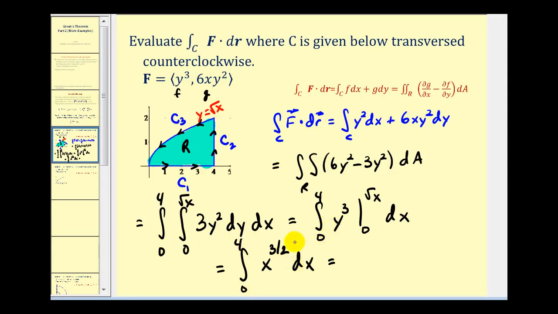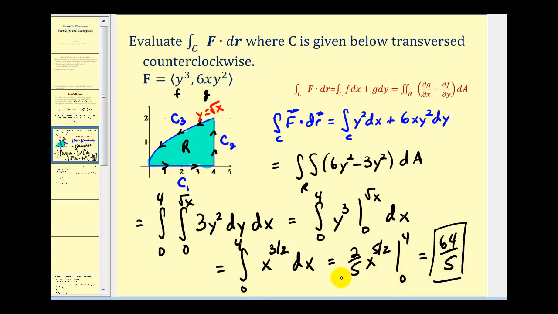Integrating with respect to x, we'll have 2/5 x to the 5/2. Well, when x is 4, we'll have the square root of 4 raised to the 5th power. It's going to be 2 to the 5th, or 32. And 32 times 2/5 would be 64/5. And of course, when x is 0, we'd have 0. So this is the value of our double integral, which is the same as the value of the line integral, with the curve consisting of curve 1, curve 2, and curve 3, as we see here, oriented counterclockwise.